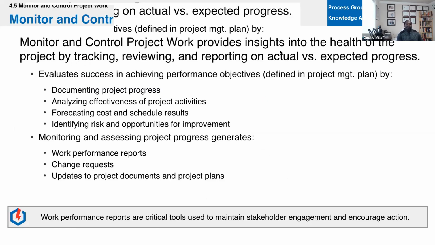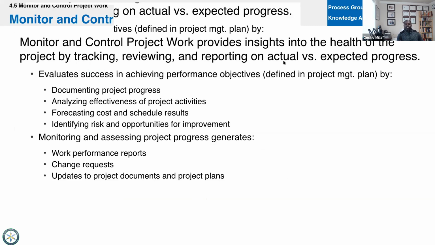All about tracking, reviewing, and reporting on actual versus expected progress. Highlight that. That's what this process is about. Tracking, reviewing, and reporting on actual versus expected progress. So we want to look at the effectiveness of our activities. So not just the risk responses, but everything, our procurements. How's everything looking? And then we're going to provide some forecasts and identify any risks and opportunities.